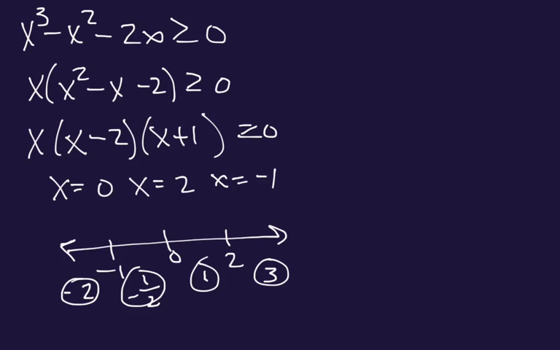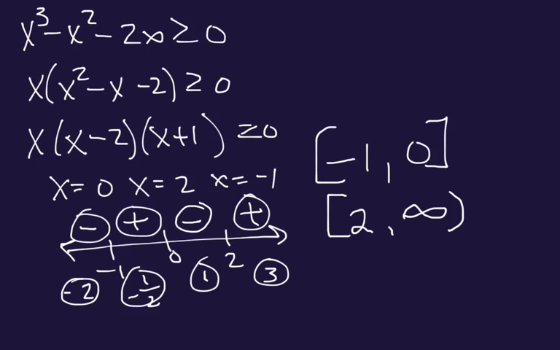All right, so I'm going to pick a couple of points. I'm going to pick negative 2, negative 1/2, 1, and 3, and I plug those in. Turns out you're going to get this result.